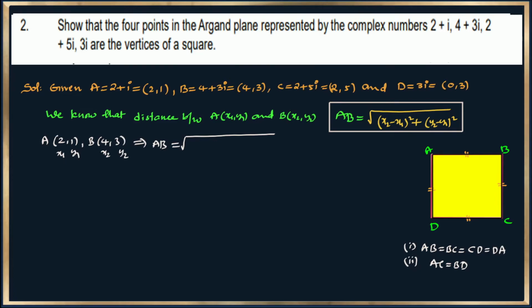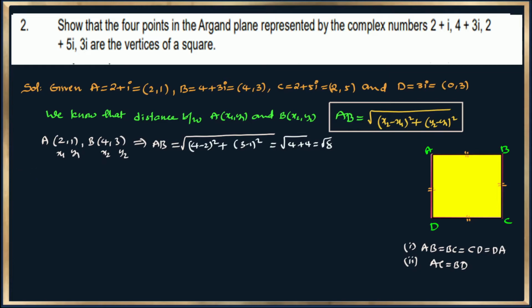So first find the distance AB using the formula: (4 minus 2) whole square plus (3 minus 1) whole square. What about 4 minus 2? That is 2, 2 square is 4. 3 minus 1 is 2, 2 square is 4. 4 plus 4 is root 8.